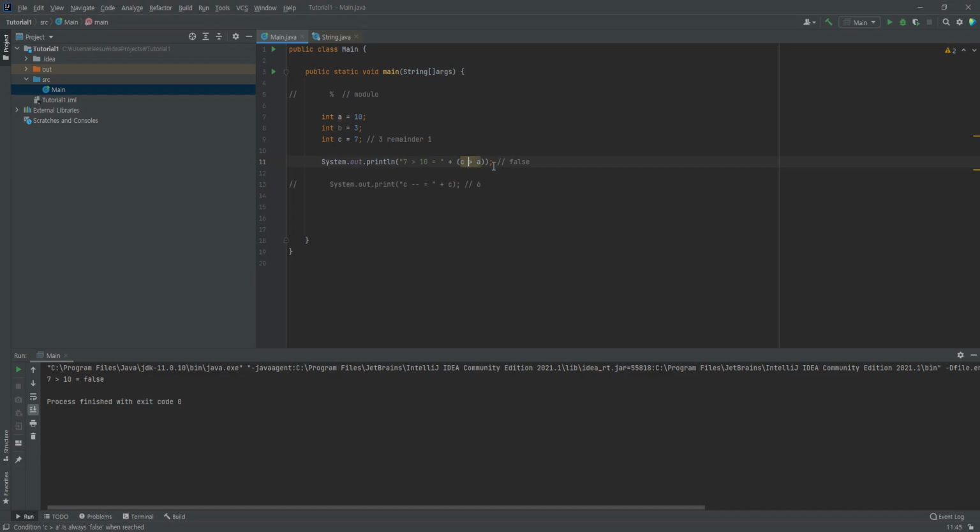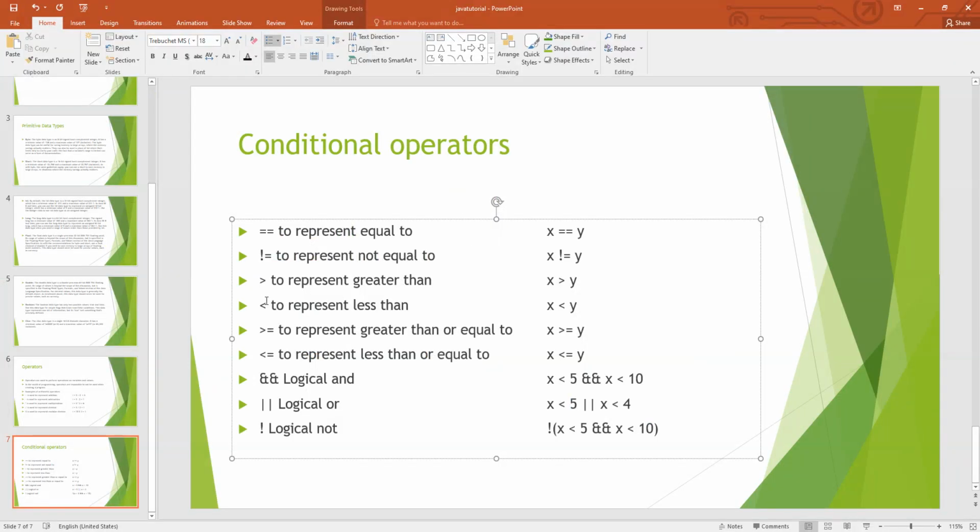So let me try the vice versa. Is c less than 8? Is 7 less than 10? Yes, so it would return true. These two are used to represent greater than and less than. It's just the same as how we used them in math when we were in elementary or high school. It works the same in programming also.